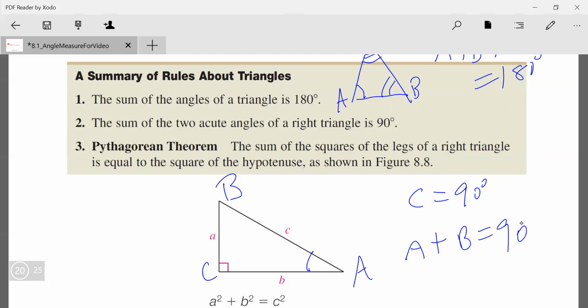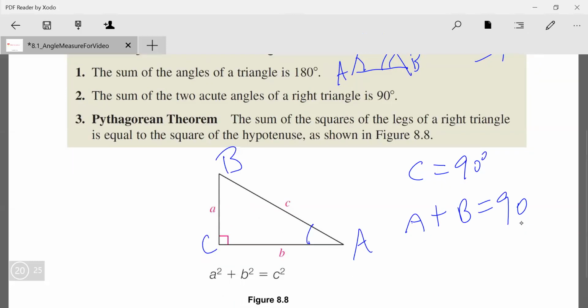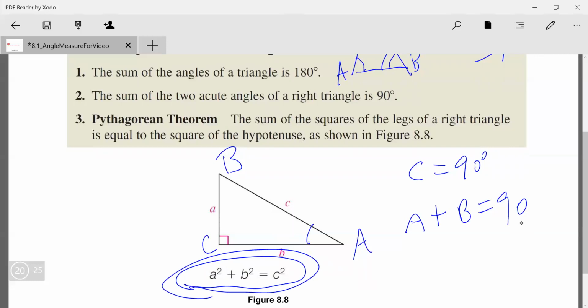Number 3 is the well-known Pythagorean theorem. It says that the sum of the squares of the legs of a right triangle is equal to the square of the hypotenuse. This is the Pythagorean theorem, one of the most useful facts about right triangles.